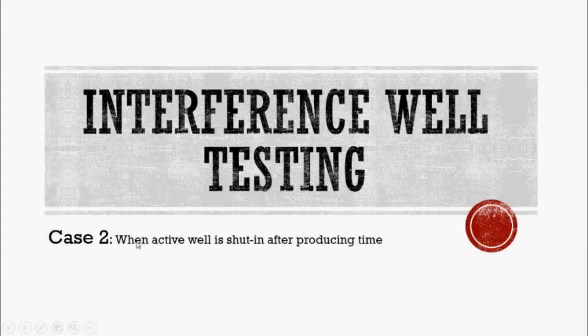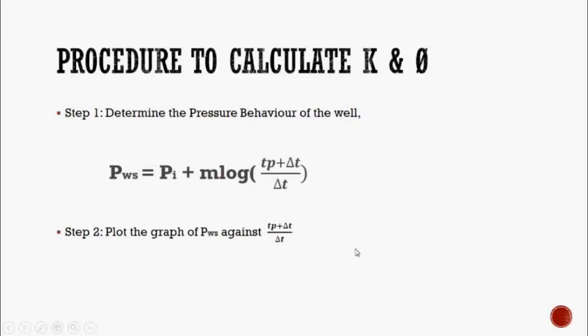In case 2, the active well is shut in after the producing time. So, if we want to find out the permeability and porosity of the well, we will have to follow these simple procedures. The first step is to determine the pressure behavior of the well. By using this equation, pressure is equal to the initial pressure plus the product of the slope m and the logarithm of production time plus change in time divided by change in time.